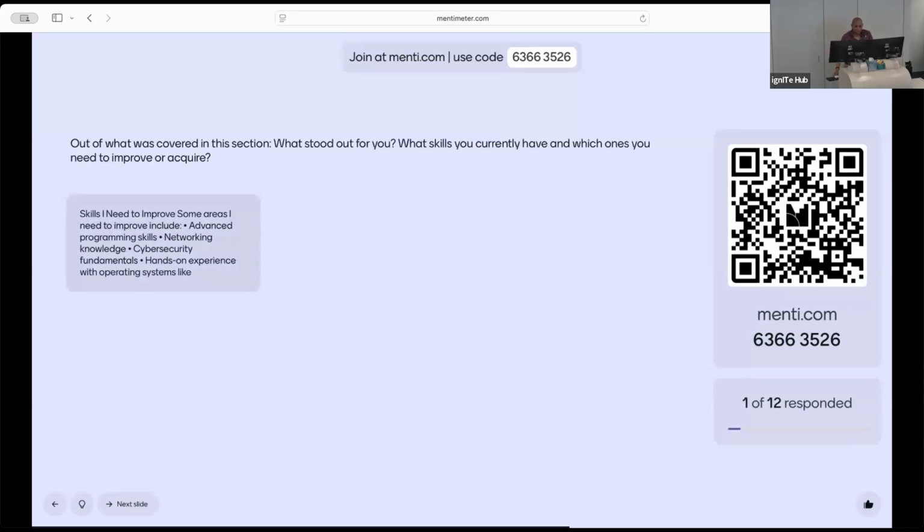Okay, so skills I need to improve. Some areas need to improve. Advanced programming skills, okay. Networking knowledge, okay. Cybersecurity fundamentals, very good. Hands-on experience operating systems, okay. So again, this is a great list.